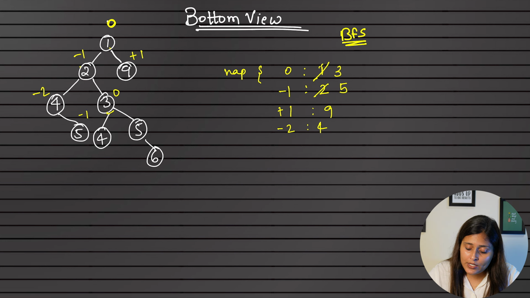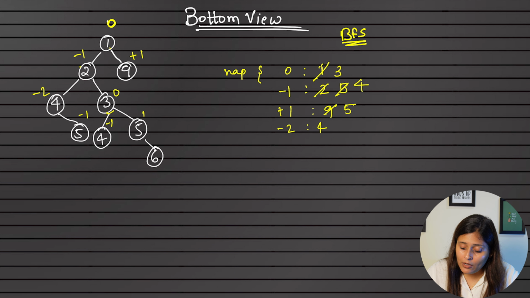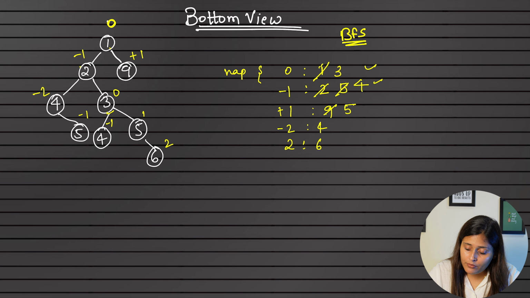Correct? Now 3 children, which is minus 1 and 1. Again for minus 1 we have 4, so we will update. Now for 1 we have 5, so 9 we will override and 5 we will update. Now this is 2, so for 2 we have no element, so 6. So at the end 3, 4, 5, 4 and 6.